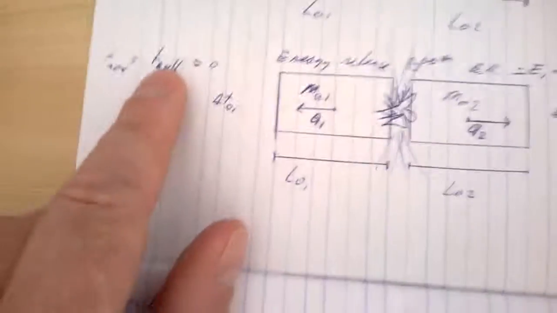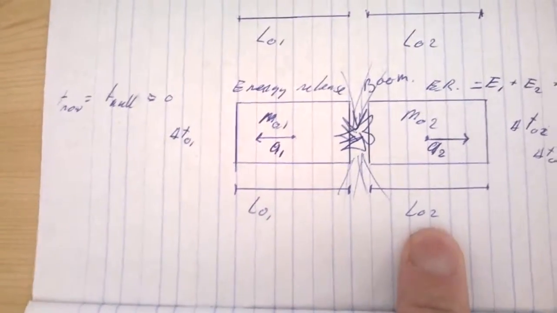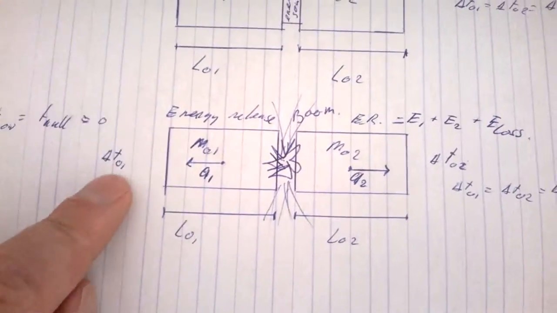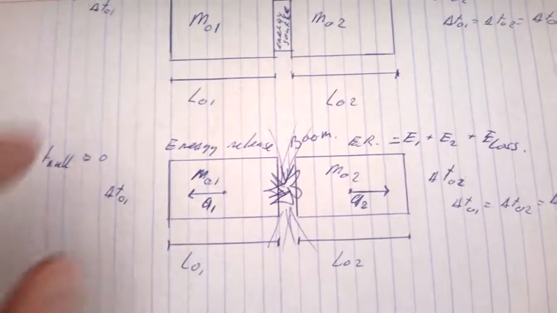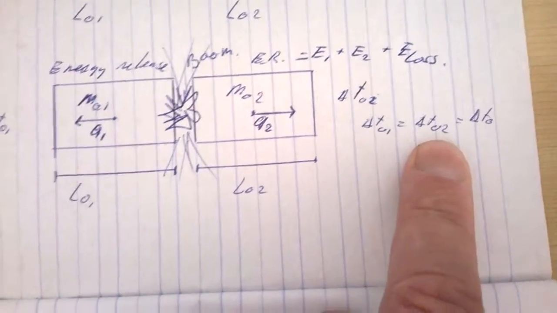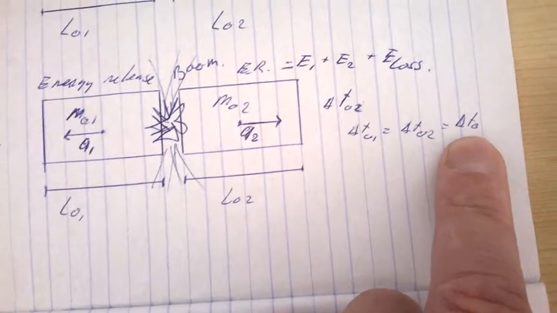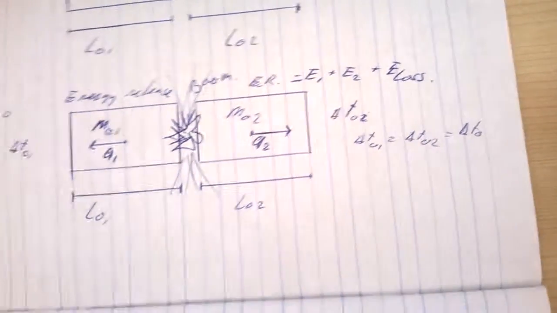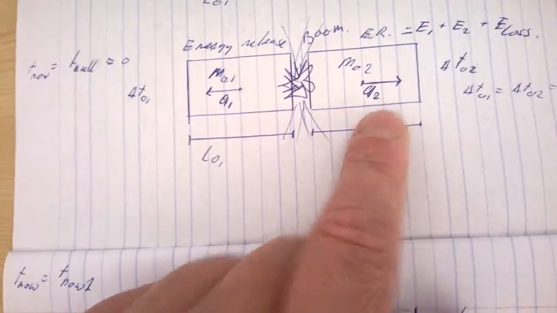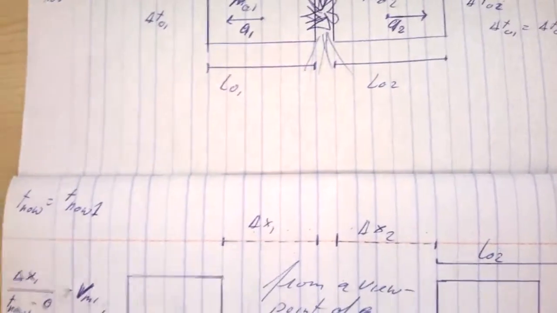But at this t0, the lengths are still the same, and the delta t's, the passing of time, is still the same as for a still standing observer, just as before the whole process takes place. So delta t1 and delta t2 are the same as delta t0 of a still standing observer, since they're not moving. But at this moment the explosion starts, and the accelerations A1 and A2 take place. If you look after a while, you get this situation.